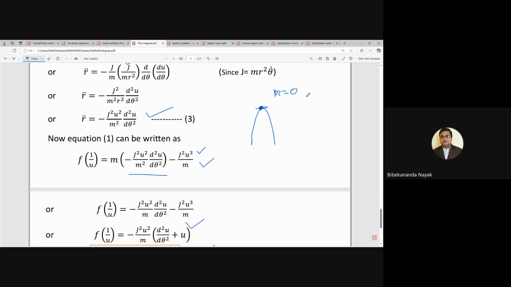Velocity becomes 0. So what is the total energy? Kinetic energy plus potential energy. If velocity is 0, what is kinetic energy? Kinetic energy is half mv square. If velocity is 0, it is 0. So total energy becomes potential energy.